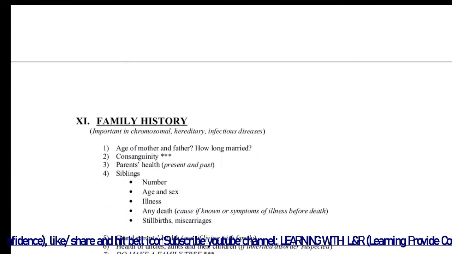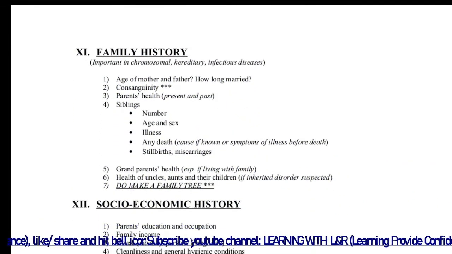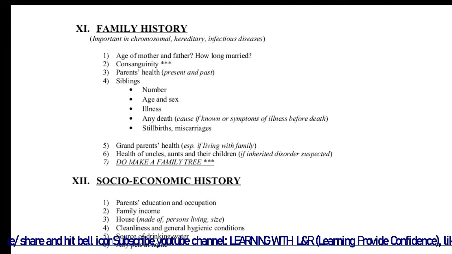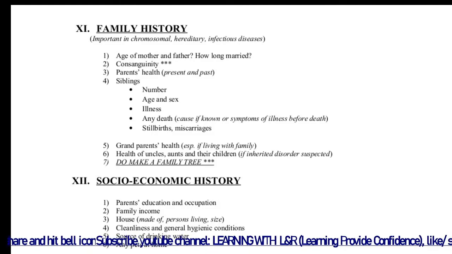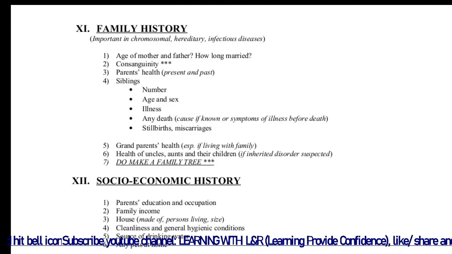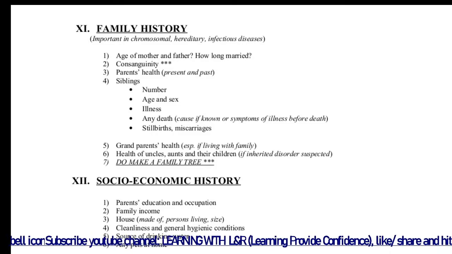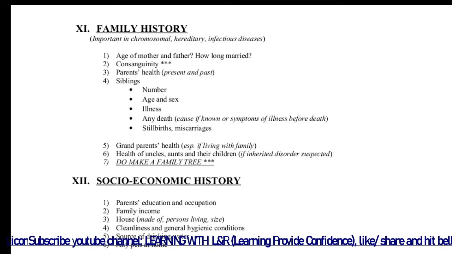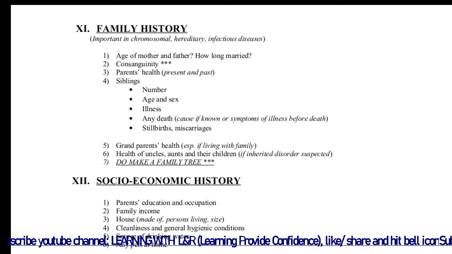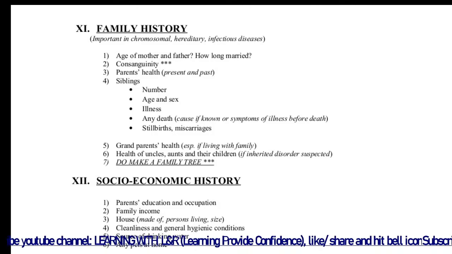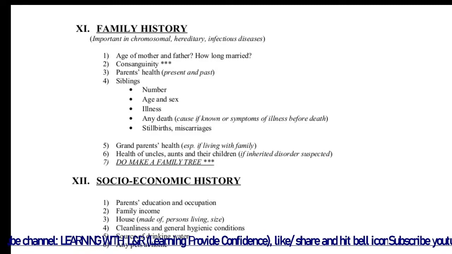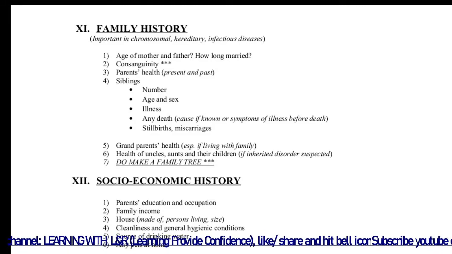After that, the family history. It is also important to know about the chromosomal, hereditary or infectious disease. Then age of the mother and father, how long they married, consanguinity. It is actually close relationship. In some religion, the marriage is done within the cousins, okay, in blood relation, that is the consanguinity.